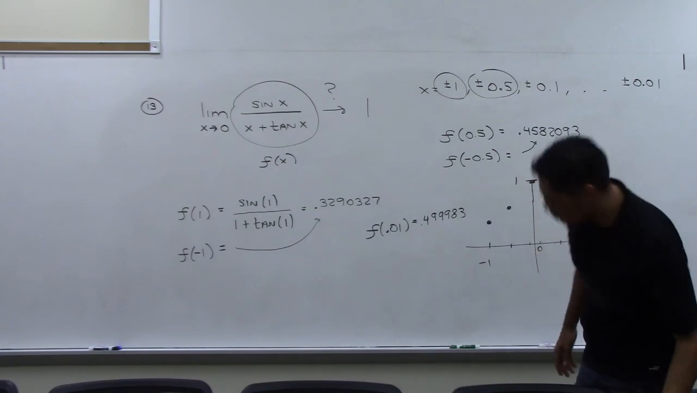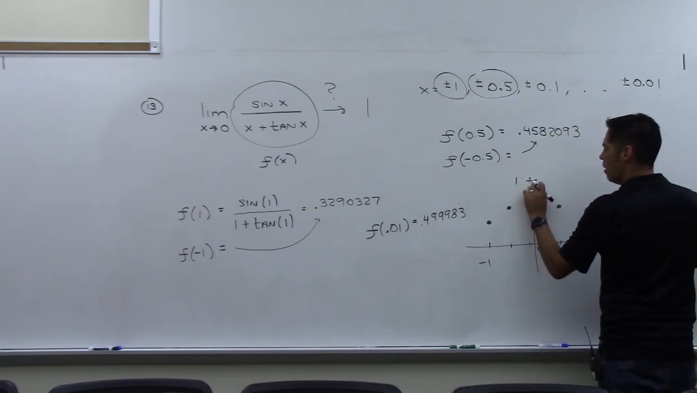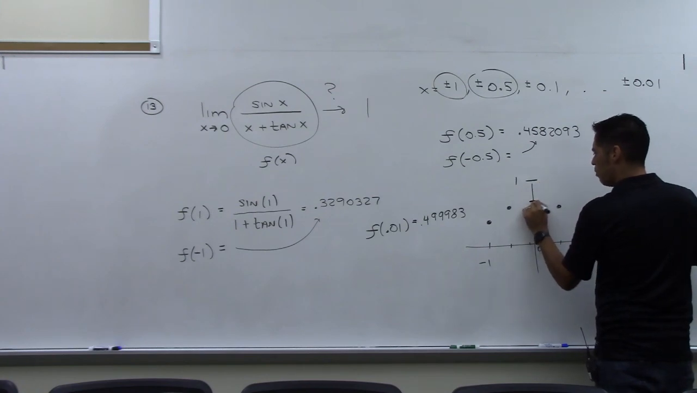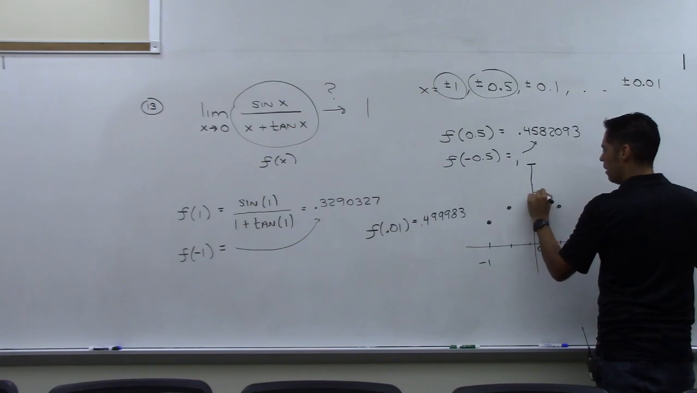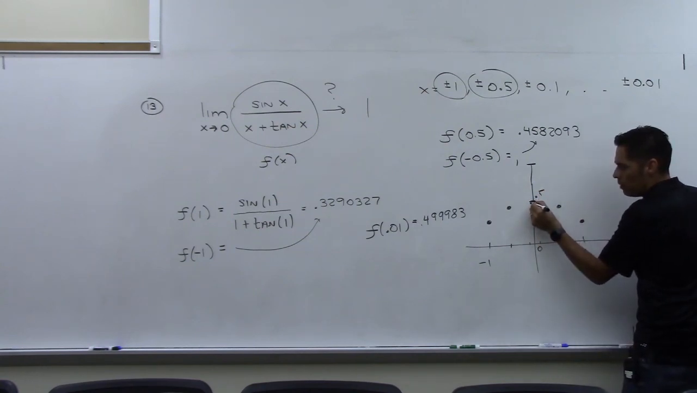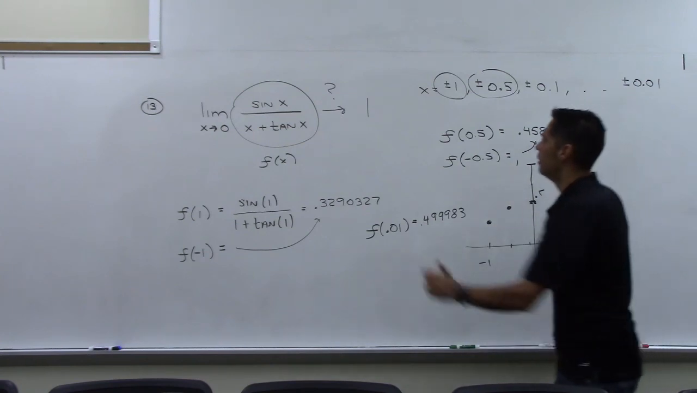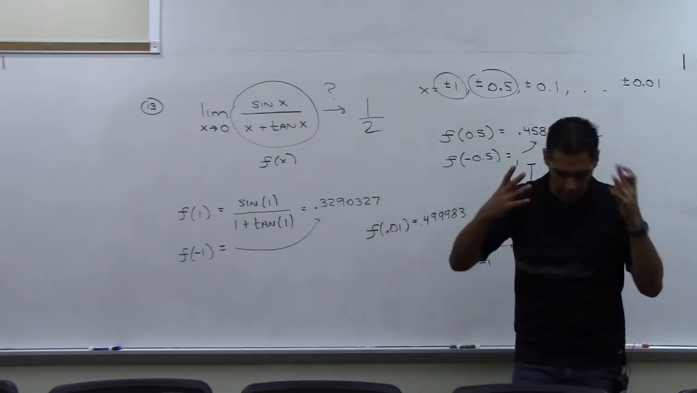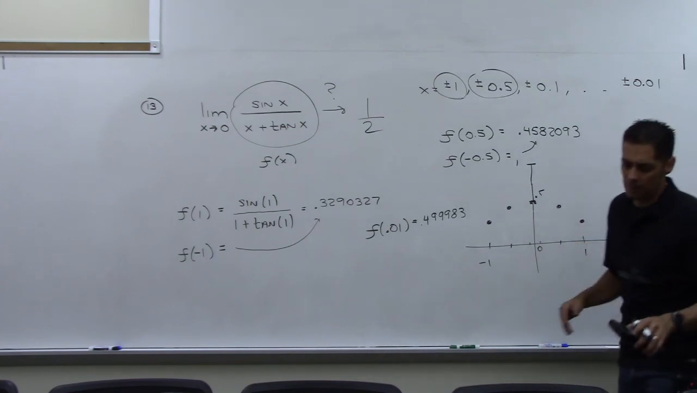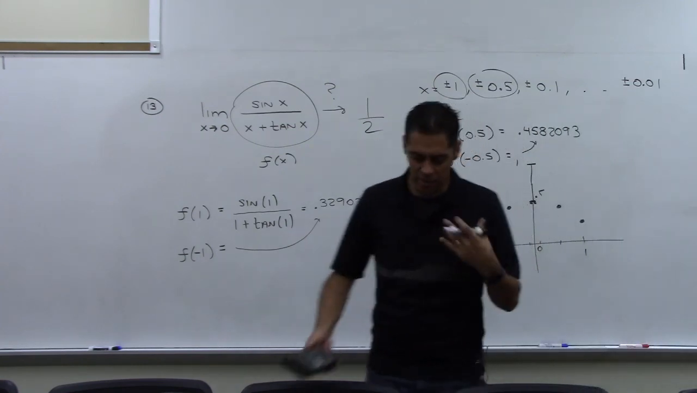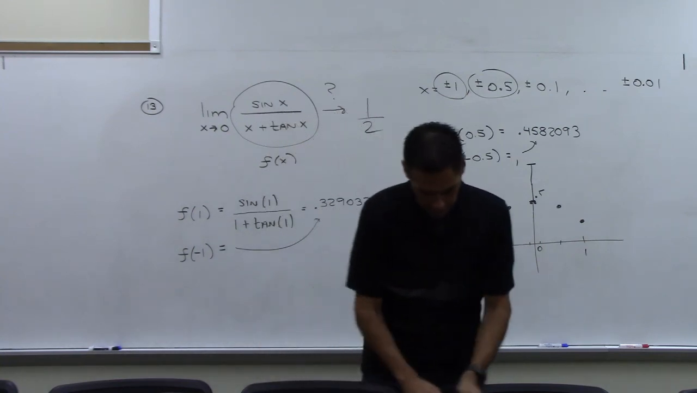No, 0.5. Oops, I wrote the wrong thing there. Not 1. Let's say this is 0.5. My graph's off a little bit. Here's 1. This is 0.5 right here. We were really close to 0.49999. So it looks like it's headed to 1/2. But this is not a proof. I mean, this is not for sure. This is just getting us used to the idea of what we're doing again. We're coming in from both sides, trying to figure out what the function's doing.